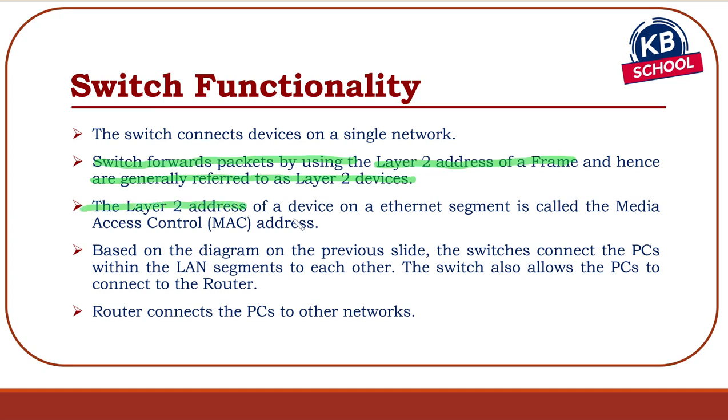The layer 2 address of a device on an Ethernet segment is called the media access control, or the MAC address. Where do I get the MAC address? It's the address that's etched on, burnt in onto your NIC, your network interface card, by the vendor. And in the next slide, we actually take a look at what the MAC address looks like.